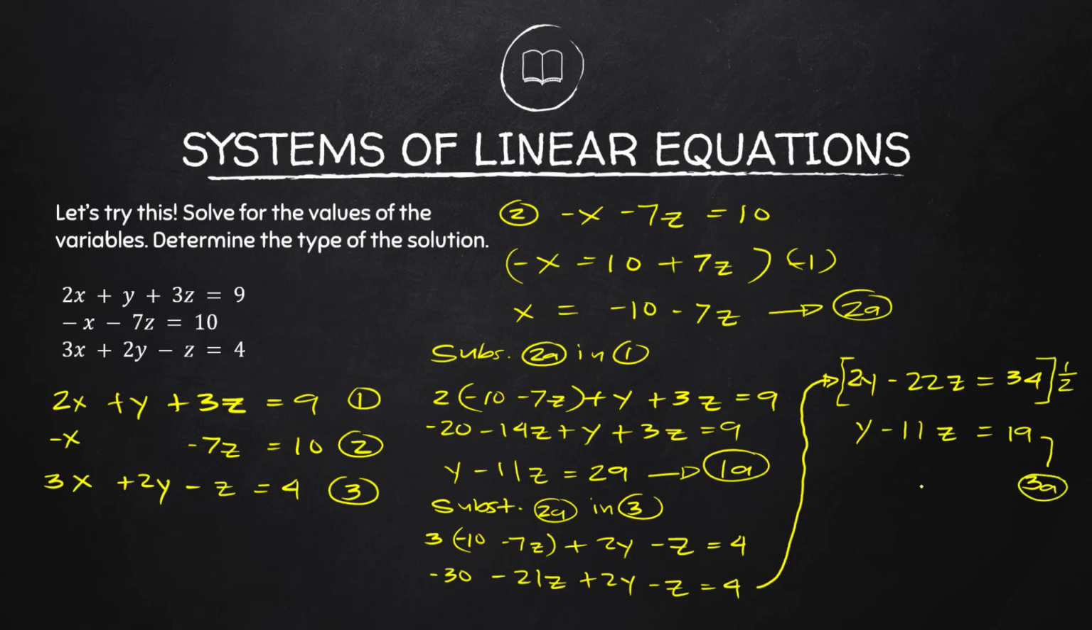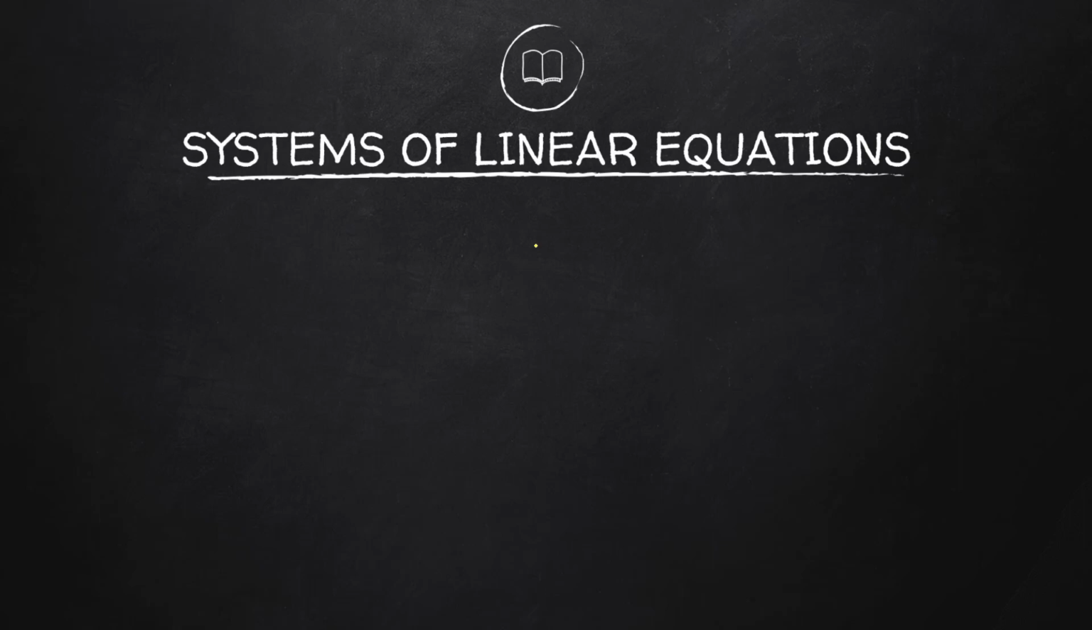If you will notice, equation 1a and equation 3a have the same expressions on the left side of the equations, y minus 11z. But the right side of each equation is not the same. So in this case, these are conflicting. I can already see that this is a system of linear equations that has no solution. But let us continue to demonstrate that it really has no solution, or it is an inconsistent system of linear equations.